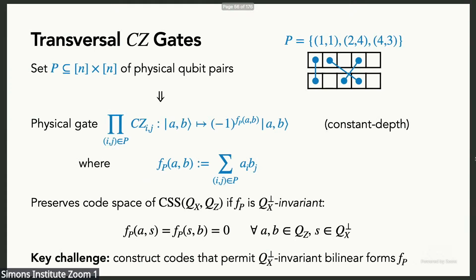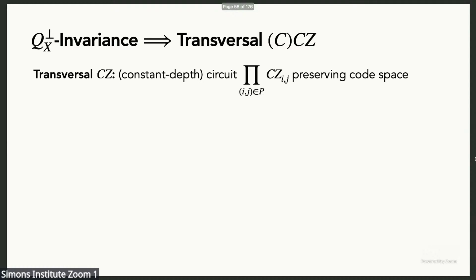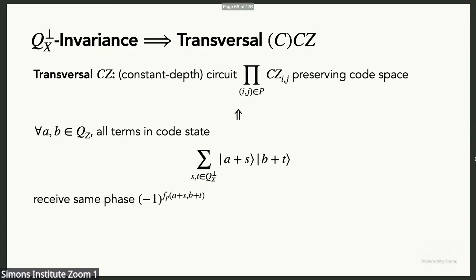Great. So before going into exactly how we construct these kind of QX perp invariant bilinear forms, I'll briefly recap this proof that QX perp invariance implies transversal CCZ, or specifically implies transversal CZ. The reasoning is that to preserve the code space, we want to make sure that every pair of code states, and a pair of code states looks like this.